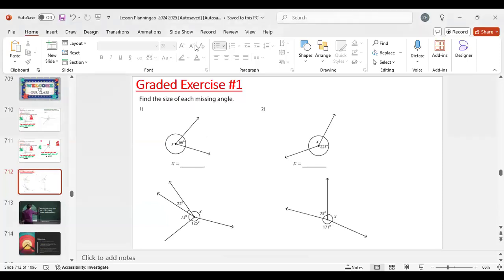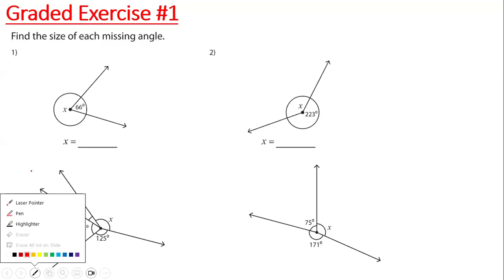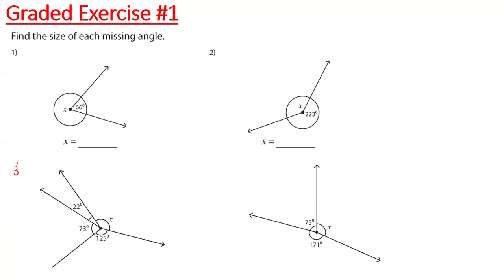All right, let me see if y'all can see this. Let me enlarge it. Can y'all see it now? Let me know if you can see it. Yes, sir. It's number 3. This is number 4. In each case, all we need to do is find the value of x.